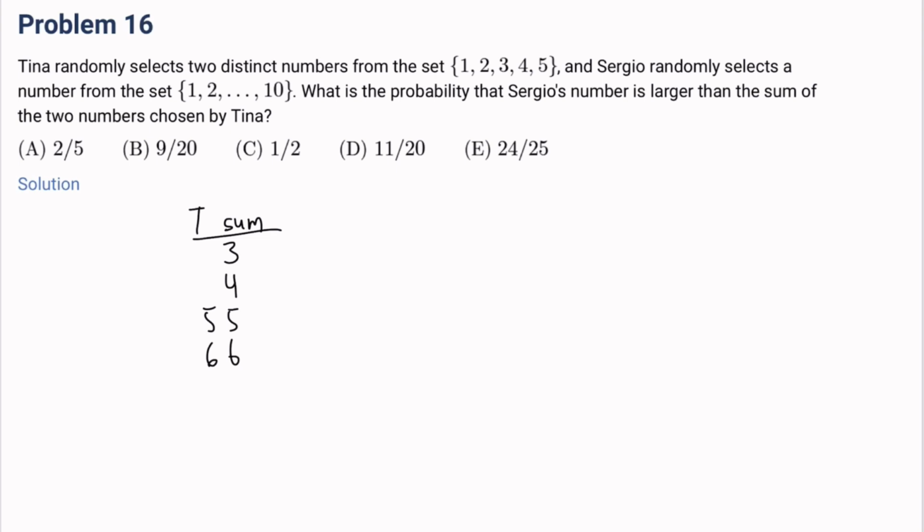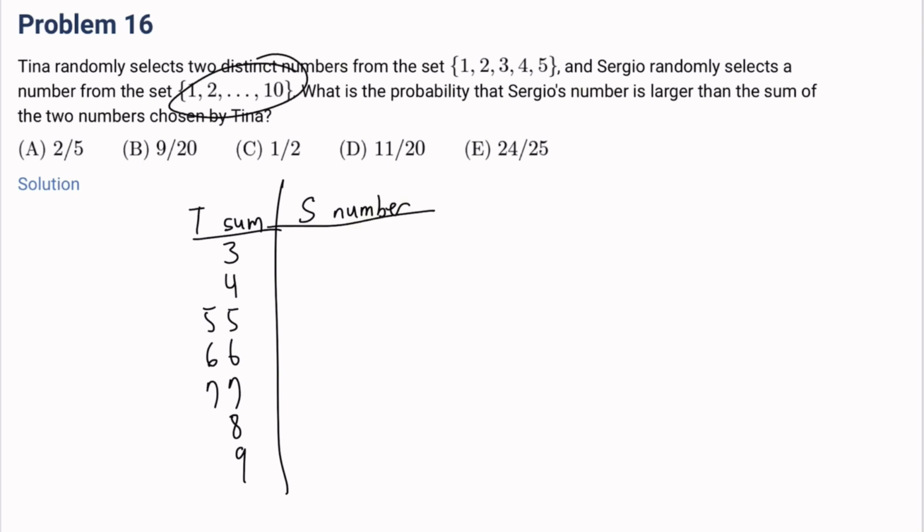And we also have 2 7's, 3 4's, and 2 5's, like that, so that gives us 7 7's. And for 8, we have 3 5's, so we have 1 8, and we have 1 9, like that, right? And from this, for Sergio's number, since he has 10 choices to choose from, his number just has to be greater than these numbers, right?